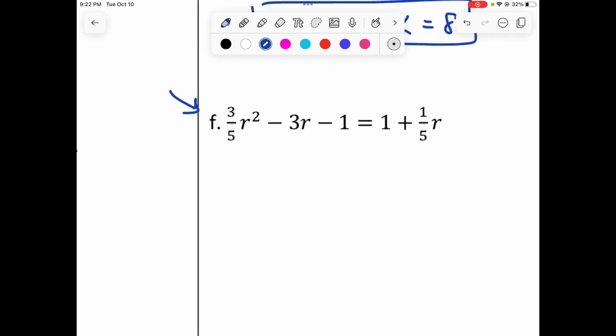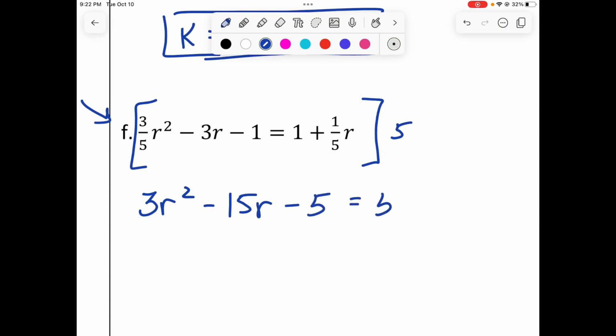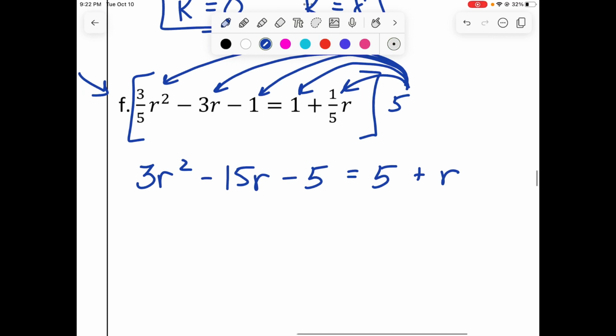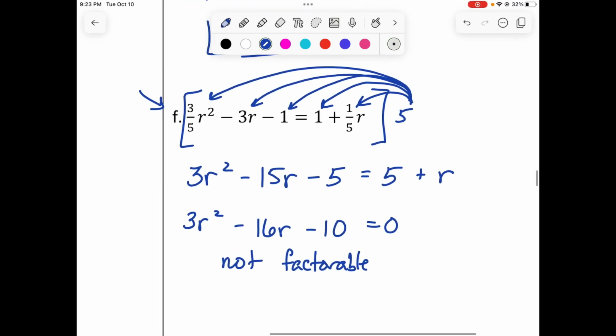All right, now go ahead and let's look at this one, which you should have done. You should have multiplied everything by 5. And when you did that, you should have gotten 3r squared minus 15r minus 5 equals 5 plus r. Because you multiplied every single thing by 5. All right, and then from here, now we have 3r squared minus 16r minus 10 equals 0, which is actually not factorable. So we're going to stop there for now. Eventually, we will have a way to solve that, but not at this moment.